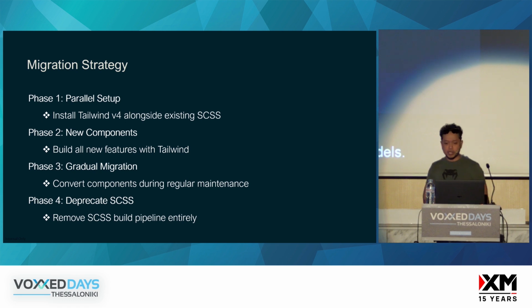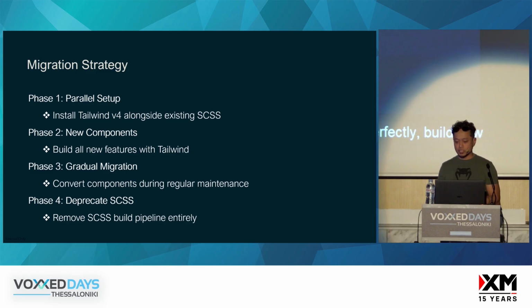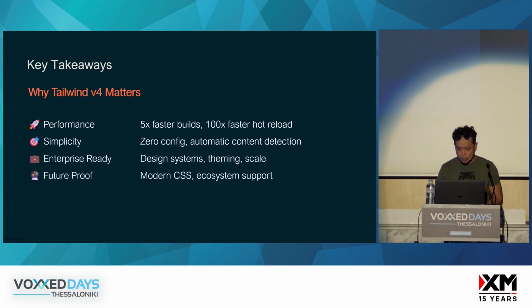Anyway, migration strategy. Migration doesn't have to be big bang. Start by running Tailwind alongside your Sass, and there's a lot of Sass here, developers. They coexist perfectly. Build new features with Tailwind while maintaining existing Sass, and as components need updates, you can migrate them. And again, we're here now.